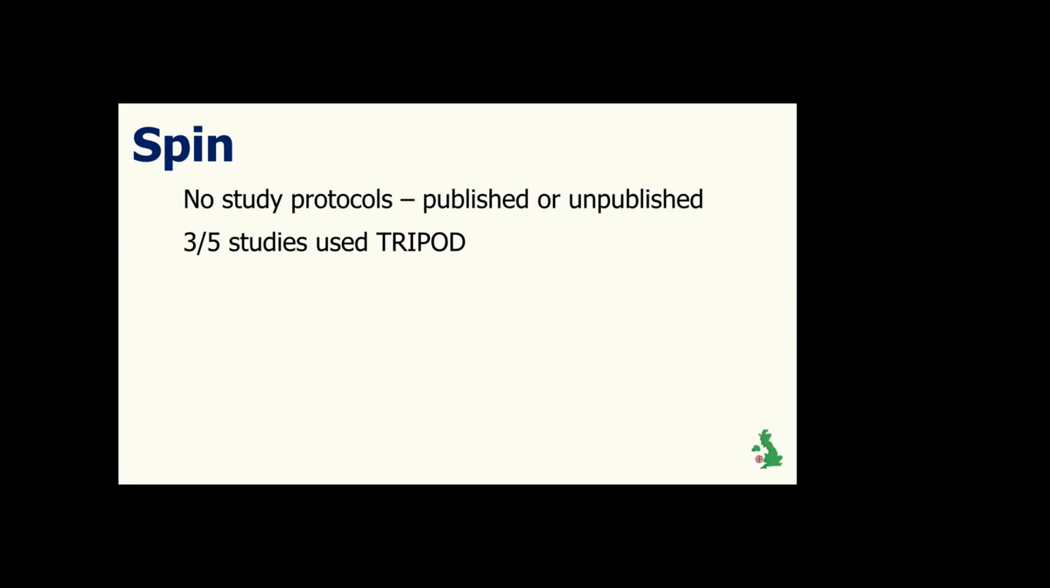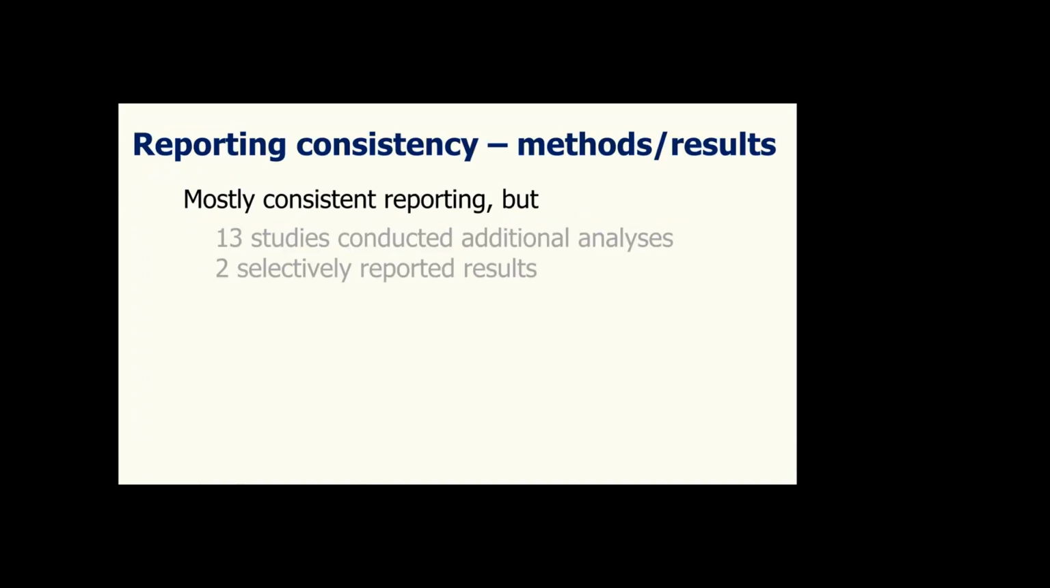And as I say, through spin, we looked at the availability of protocols. So whether these were published or unpublished, that's absolutely fine. But we were looking at if they reference anything in their studies, and actually no study protocols were found for any of the 62 studies that I reviewed, with only 5 studies using a reporting guideline, but only 3 of those 5 used the recommended reporting guideline, which was TRIPOD. Others tended to lean towards STROBE for reporting their studies, probably thinking about their data source, I would think.